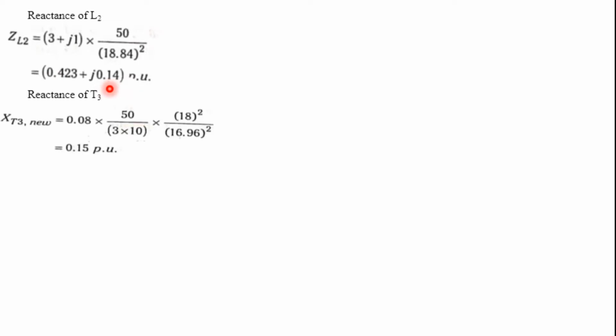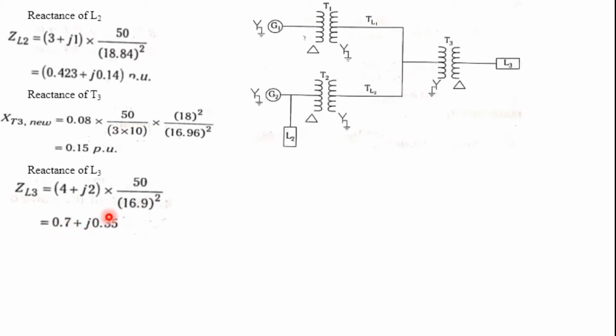Similarly for T3, it is 0.08, 50 by, see here, because it is a bank of 3 single phase transformers, 10 MVA rating multiplied by 3, so you'll get 30. The old value is 18, the new value is 16.96, so you'll get 0.15 per unit. Similarly for the L3 load, it is the same as L2. The process is the same. 50 MVA, and the voltage 16.9 squared, we'll get 0.7 plus j0.35.